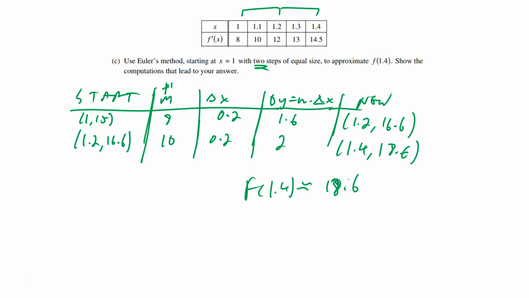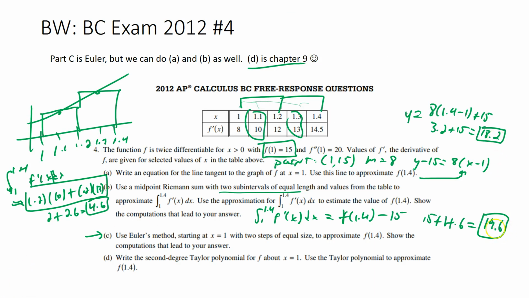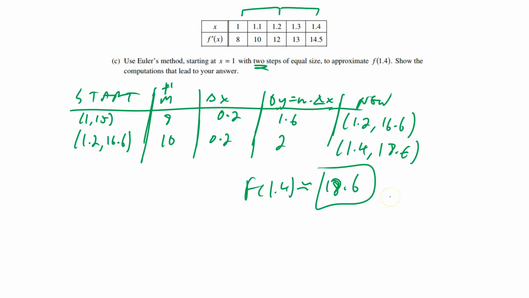So notice all of the values were kind of similar, right? I think one of them gave us, what, like 18.2, one of them gave us 19.6, this one gave us 18.6. So three different approximation methods that all kind of got us in the same realm, but not the same exact value. Cool. Neat problem. I love the table problems. They give you all the values. Not a lot of math, just lots of calculus.